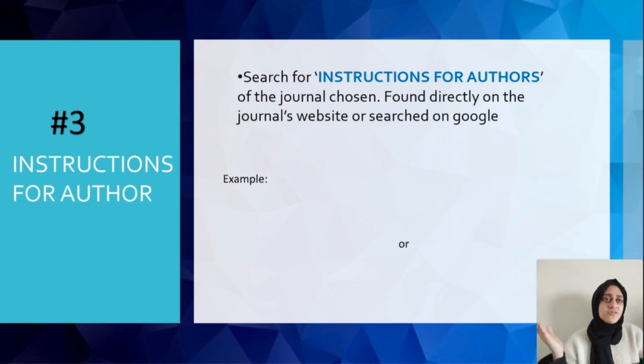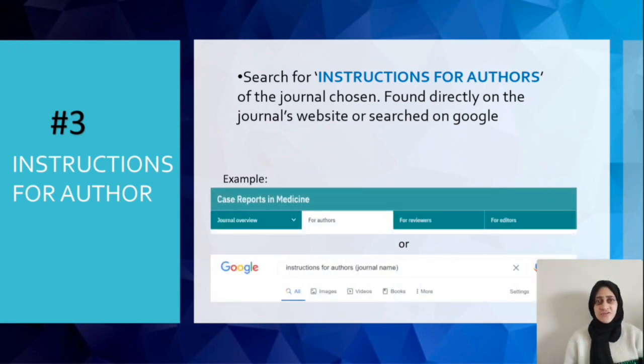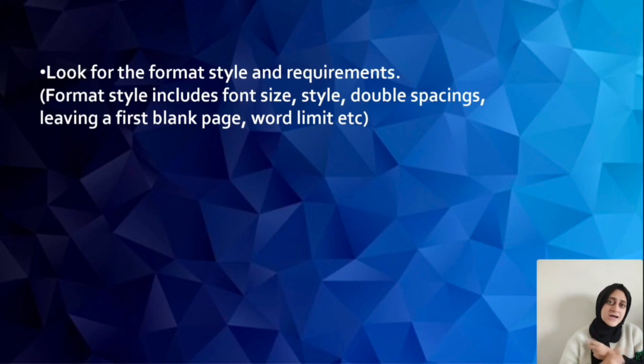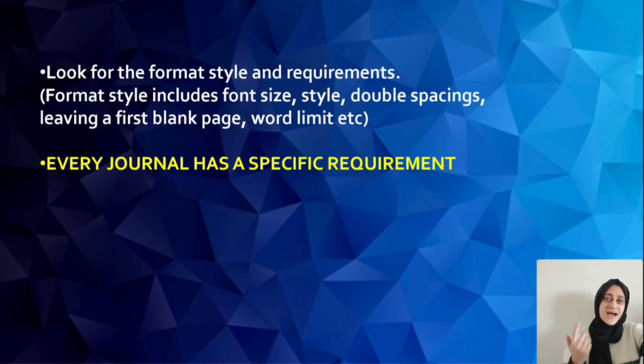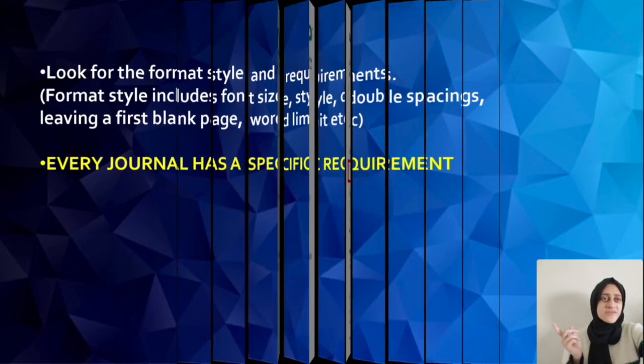So you can search for the instructions for authors of the journal you've chosen, directly on Google or on the journal's website. You will look at the format, style, and requirements. Format could include font, style, size, color, spacing, and word limit. And mind you, every journal has specific requirements. So here are some examples.